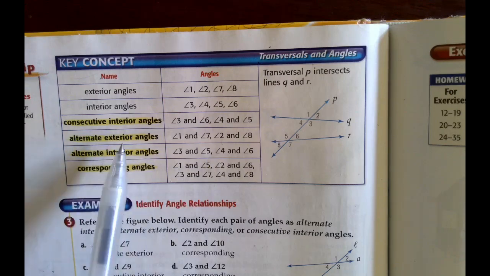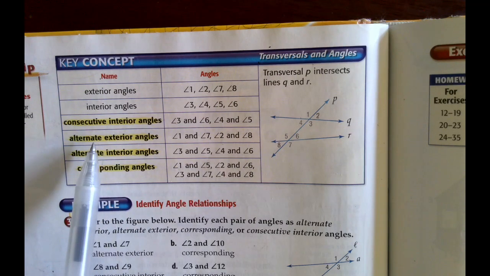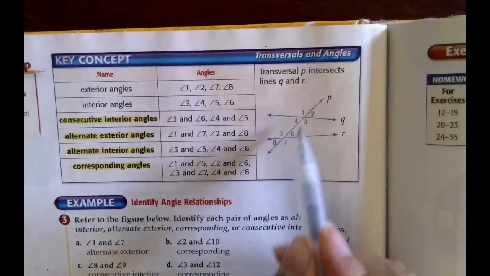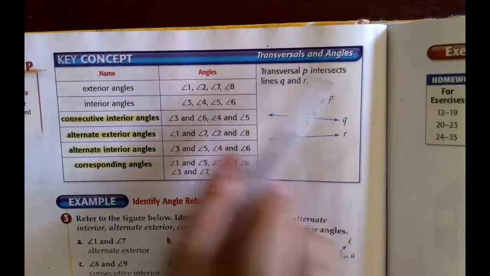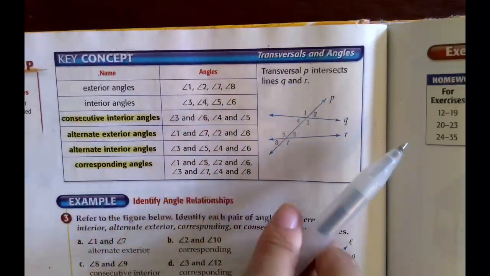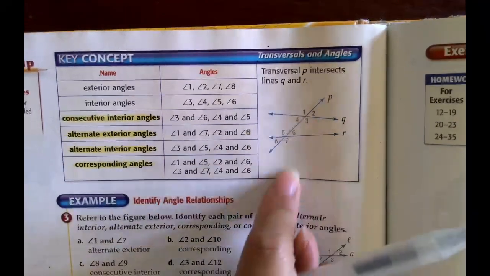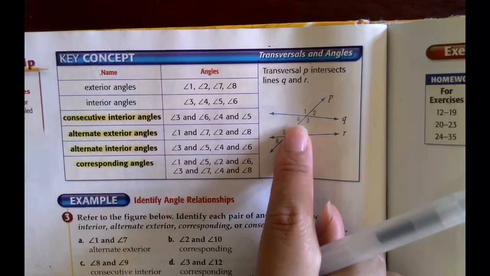Okay. So alternate exterior. Exterior is outside the transversal, alternate is opposite side. So 1 and 7, you can see they're both outside of the pair, but they're on opposite sides of the transversal, right? Angle 1 is top, angle 7 is bottom, okay? But they are not a linear pair, right? So opposite, okay? Same thing with 2 and 8, okay?